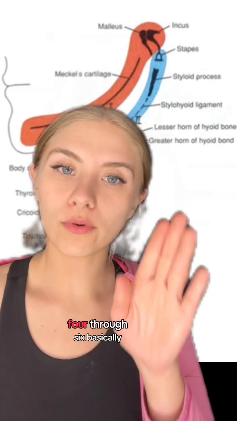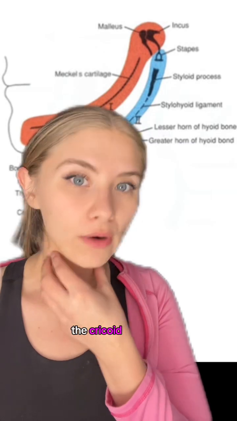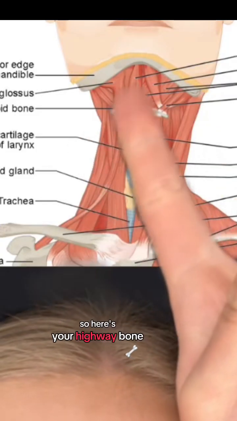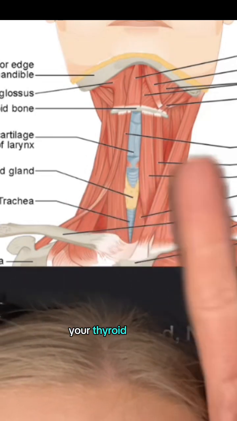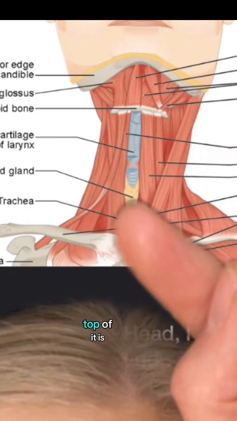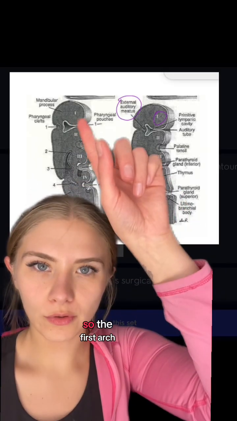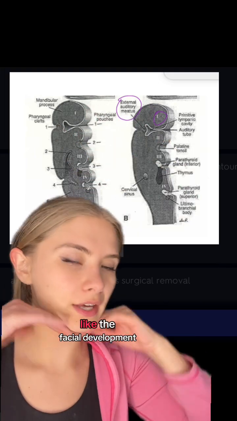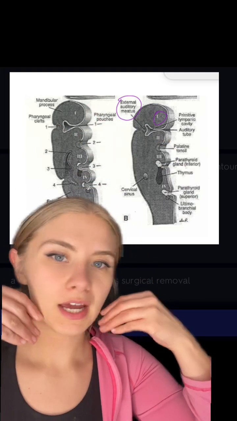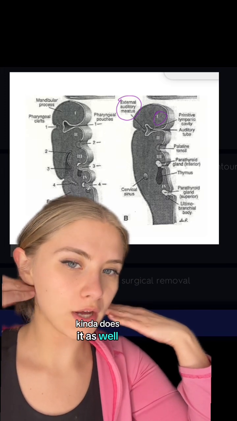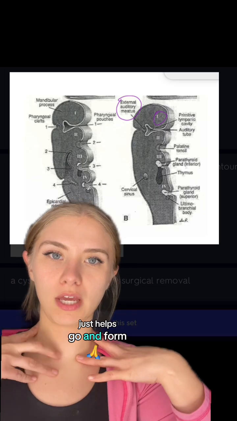4 through 6 basically makes the thyroid and the cricoid. So here's your hyoid bone, and then you have your thyroid, and right on top of it is the cricoid. The cricoid's basically just cartilage. So the first arch is basically going to help with the facial development, and then number 2 kind of does it as well, but the majority of it just helps form the neck.